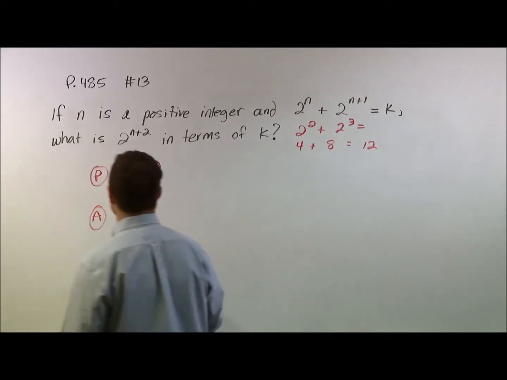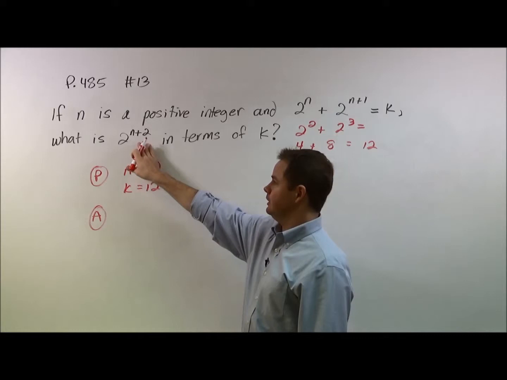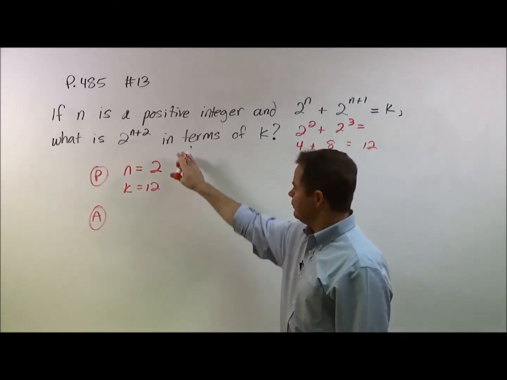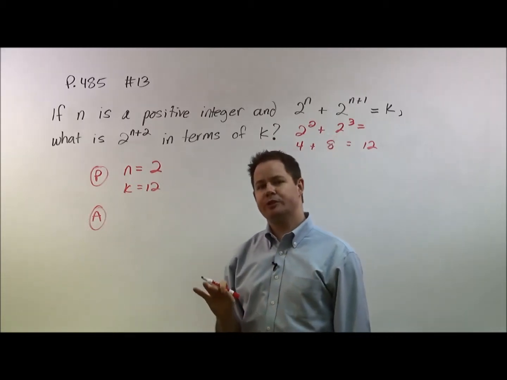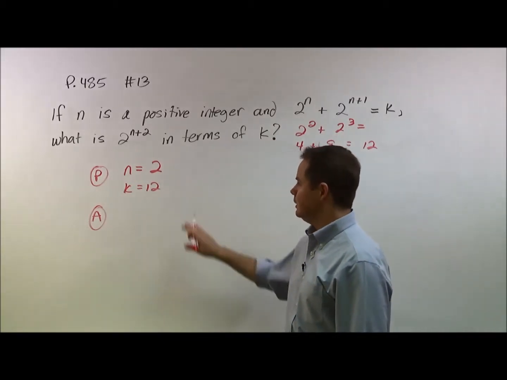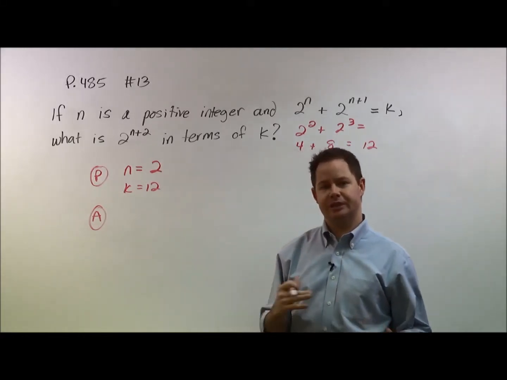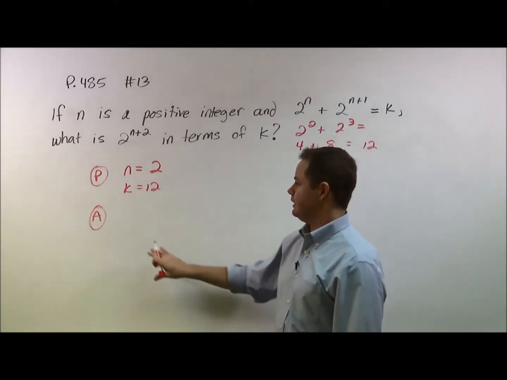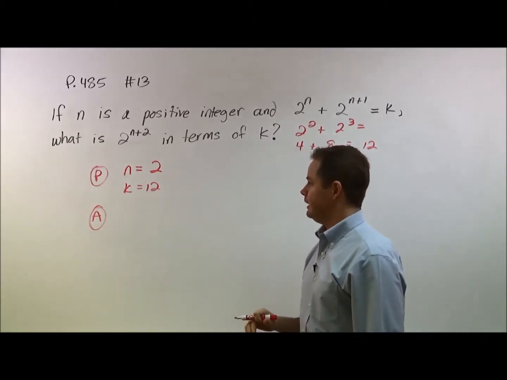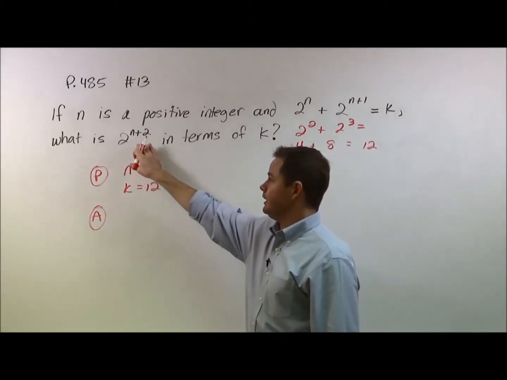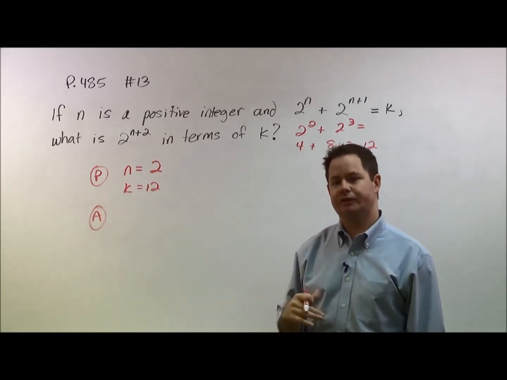So now we're going to answer the question that we're being asked. We're being asked, what is the value of 2 to the n plus 2? And it has this phrase here, in terms of k. That's another reason we really like picking numbers, because we don't have to worry about in terms of k. That just means there will be variables in the answer choices. But in this case, we can go ahead and just solve it numerically, because we're going to get an actual concrete answer since we're plugging in numbers instead of variables.